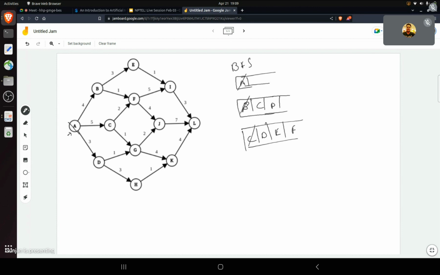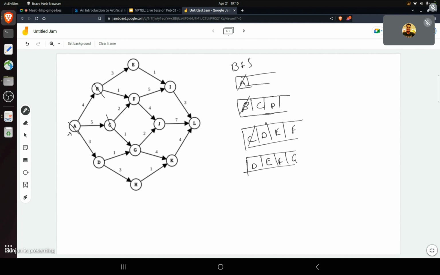So A is explored, B is explored, C is explored, right? What are the children of C? The children of C are G and F. A, C, D, F and G. Sorry, not G and F. And F is already in the queue, right? So we will just put D, E, F, and G. I think you need to put F twice.